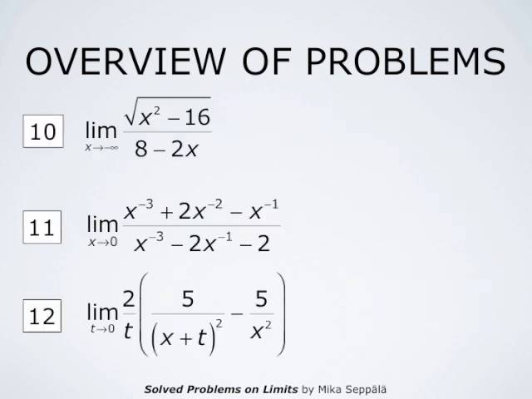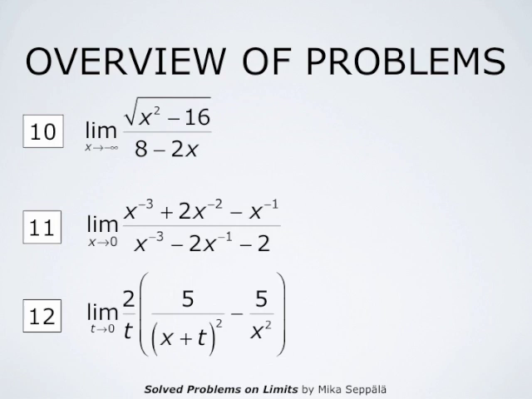In problem 10, x approaches negative infinity. The quantity is the square root of x squared minus 16 divided by 8 minus 2 times x. Here, a straightforward substitution would yield infinity divided by infinity, which is undefined.